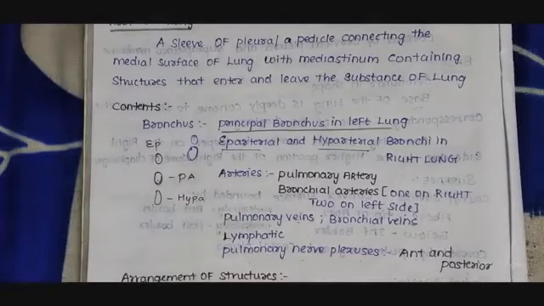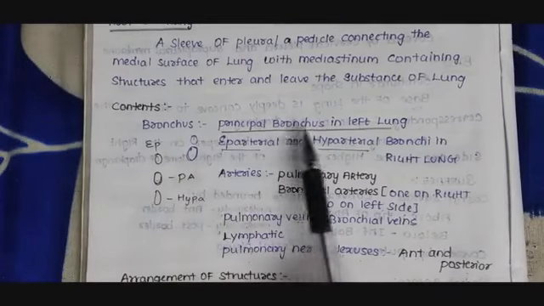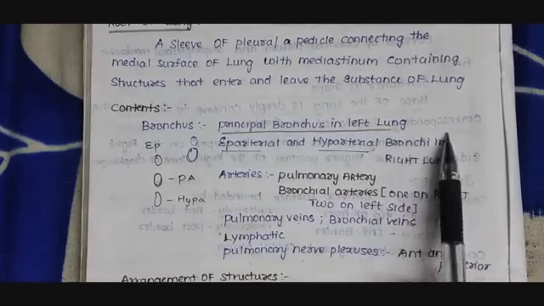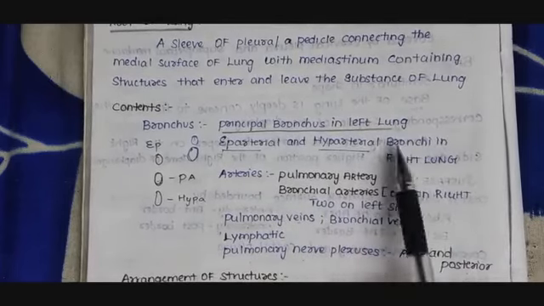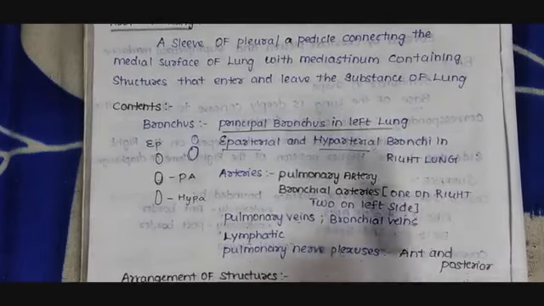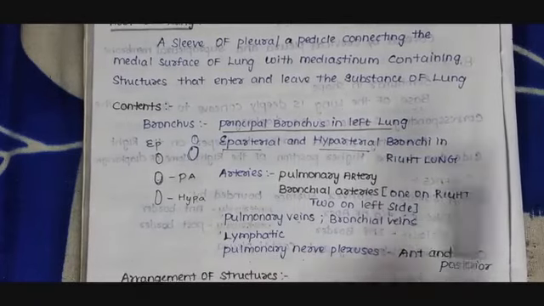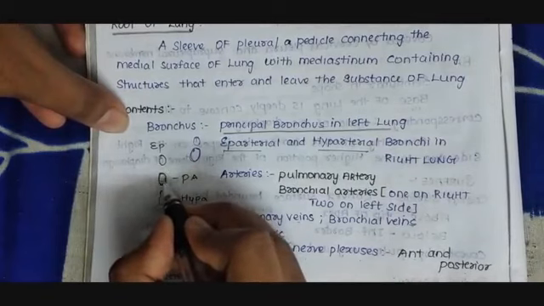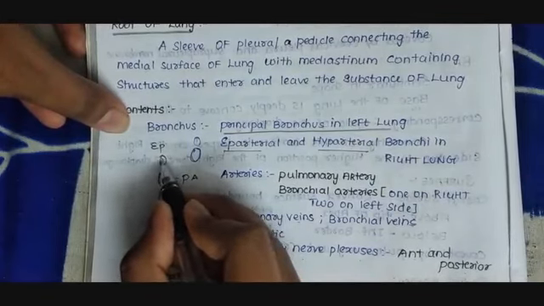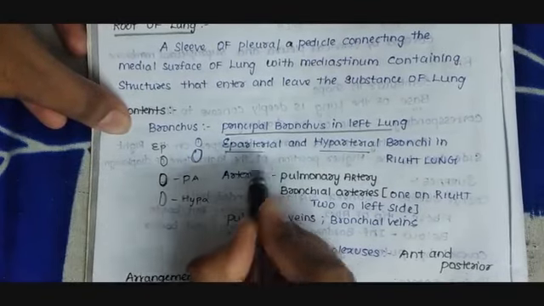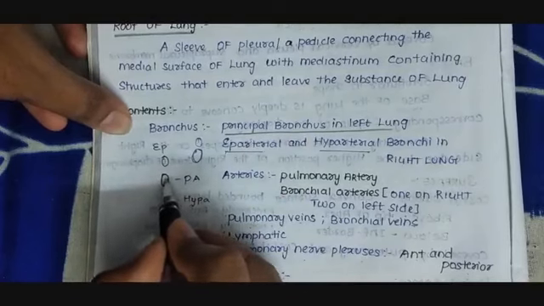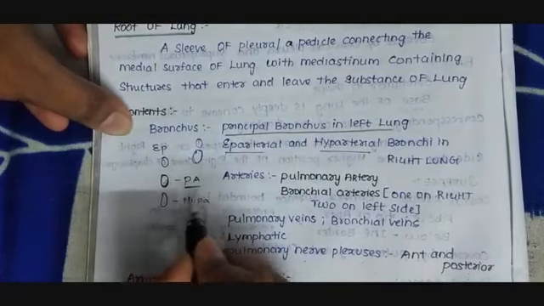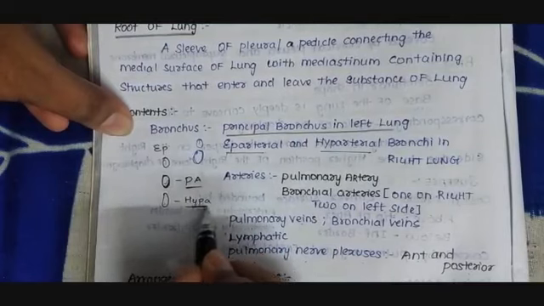Now let us discuss the contents of the hilum and the structures that form the root of the lung. The principal bronchus in the left lung; eparterial and hyparterial bronchi in the right lung. So what is eparterial and hyparterial? Now imagine this as the pulmonary artery. The bronchus which is present superior to the pulmonary artery is referred to as eparterial, whereas the bronchus which is present inferior to the pulmonary artery is referred to as hyparterial.